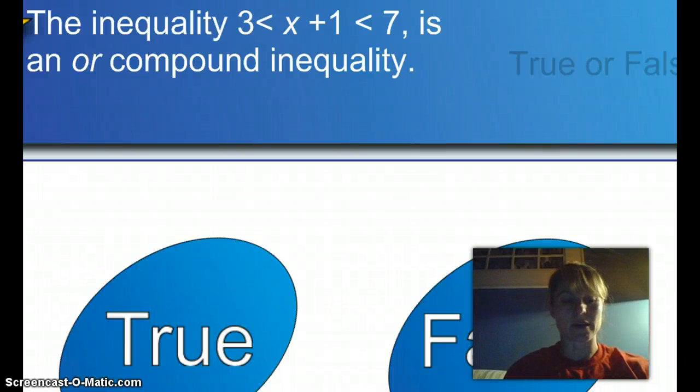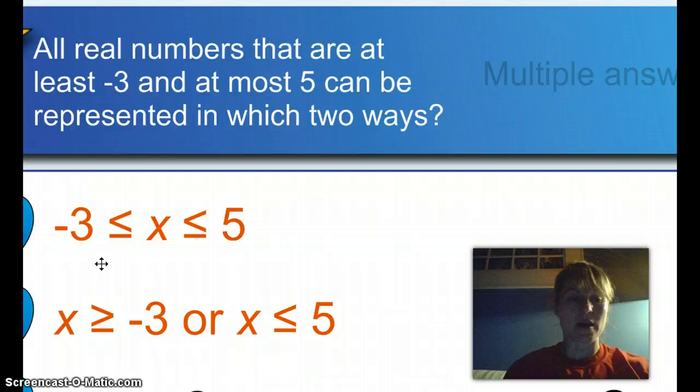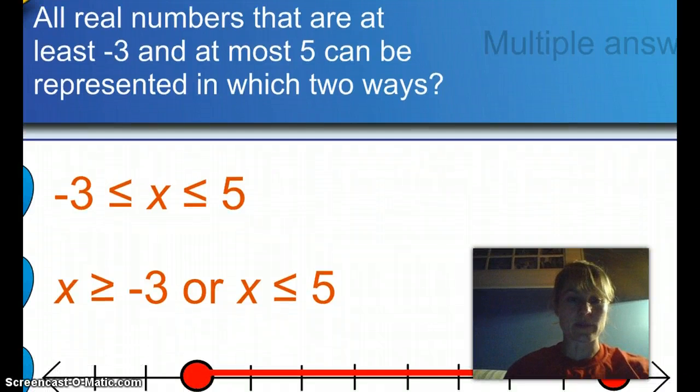Okay, so we are going to continue our learning of compound inequalities. So we're going to look at a couple examples here. This example here says all real numbers that are at least -3 and at most 5 can represent it in which two ways? So you're going to have to do some problems like this tonight.